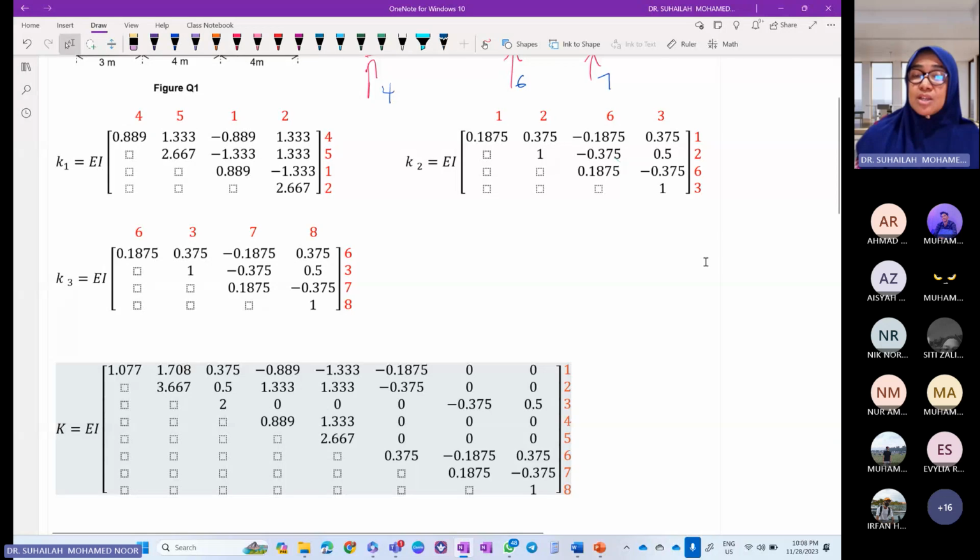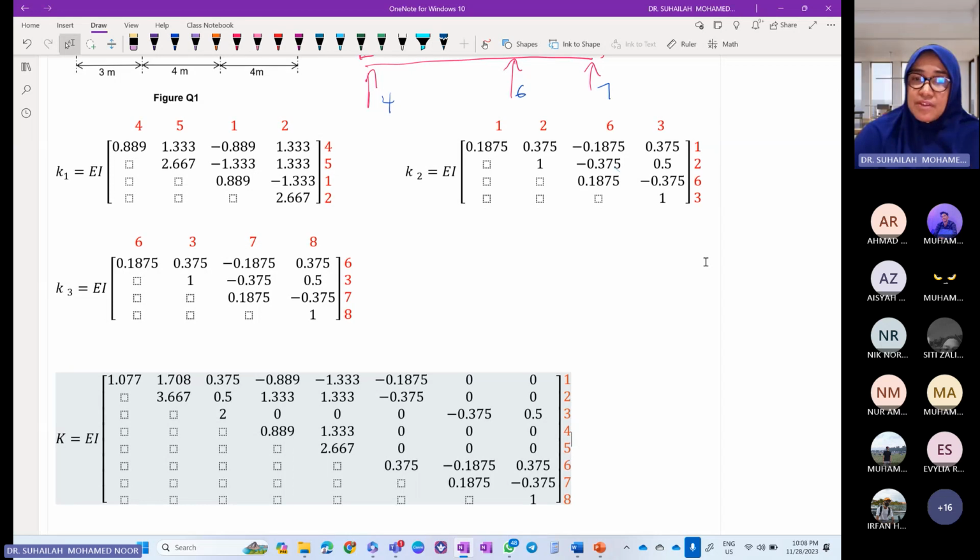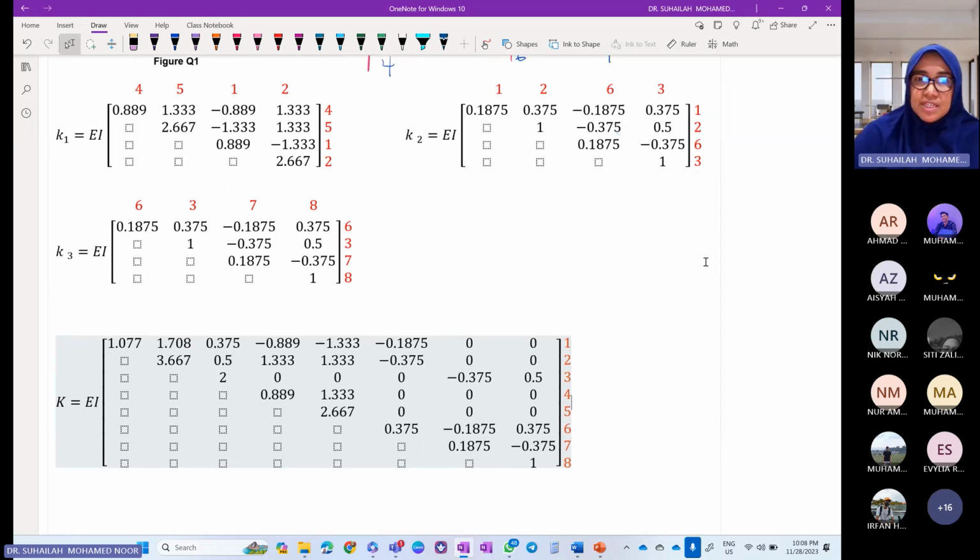We divide the structure into element 1, element 2, element 3. Then we combine back to have the structure stiffness matrix. If you produce wrong K, of course you will get wrong displacement and wrong reaction at the support. Make sure that you label it correctly so that you get the right K value. That is K, the structure stiffness matrix, the beam stiffness matrix.